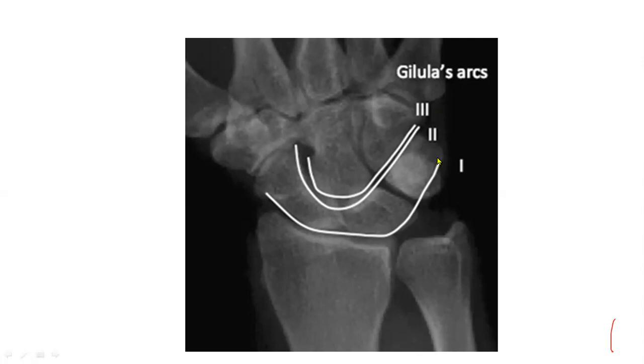These three lines are very helpful when you interpret the normal PA view. If there is no smoothness, or there is a discontinuation or disruption of these arcs, it means there is something wrong. There may be a dislocation of a carpal bone, a subluxation or rotatory subluxation of some carpal bone, or a fracture of any of these bones. So these are the three lines which can be observed on the PA radiograph.